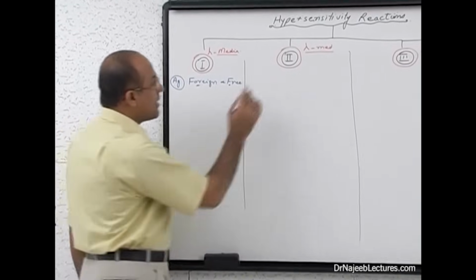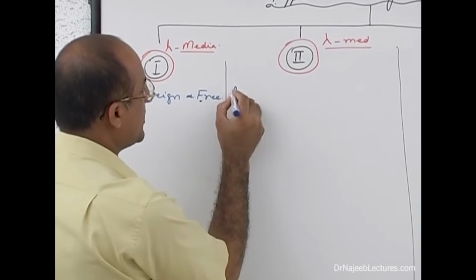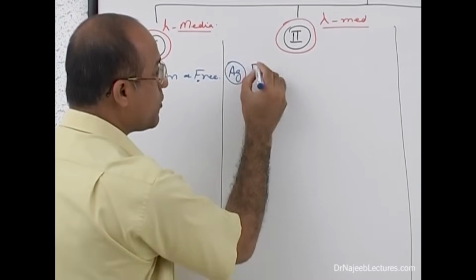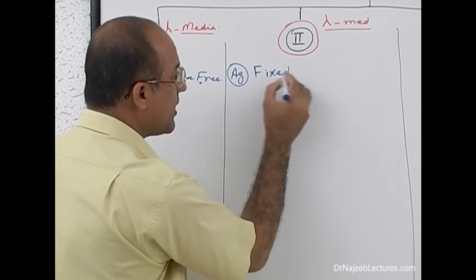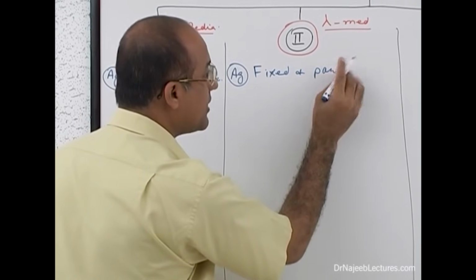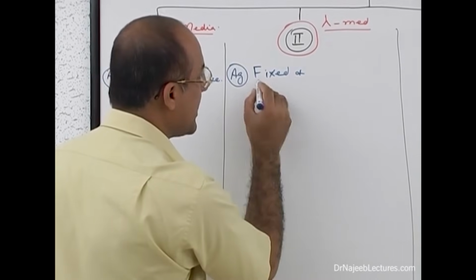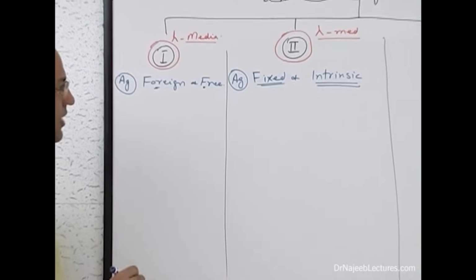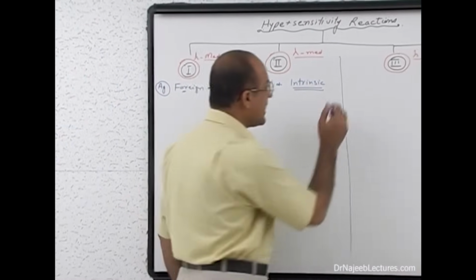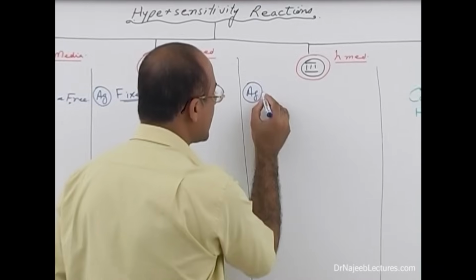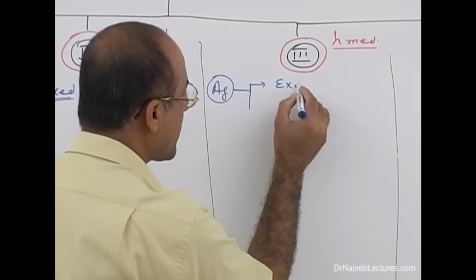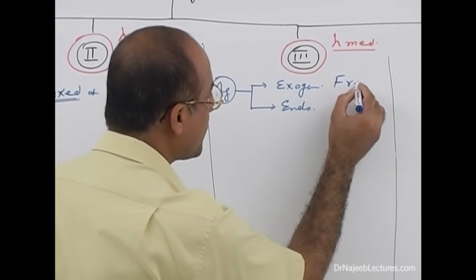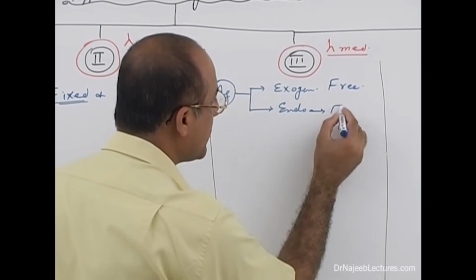Let's come to the immunological hypersensitivity reaction, where antigen is foreign and it is free. Is that right? When we talk about type 2 hypersensitivity reaction, antigen is part of the intrinsic tissue. Antigen is fixed and intrinsic to the tissue on which the reaction is occurring. And in type 3 reactions, antigen may be exogenous or it may be endogenous, but it is free, even if it is endogenous.